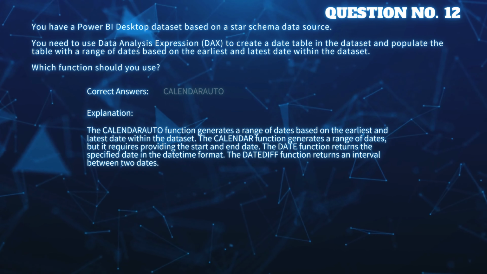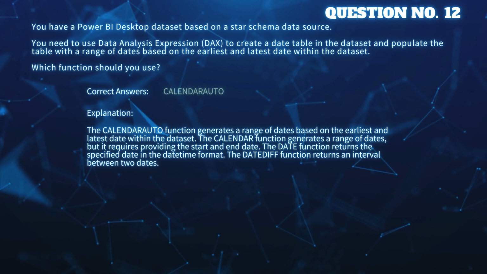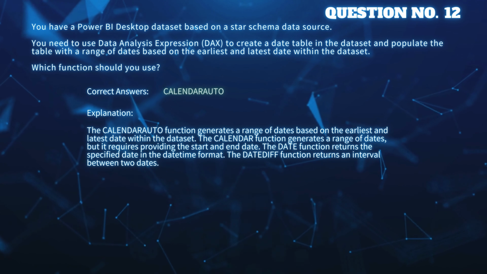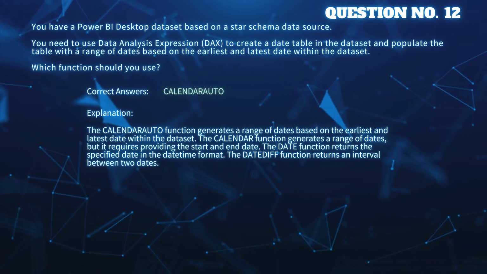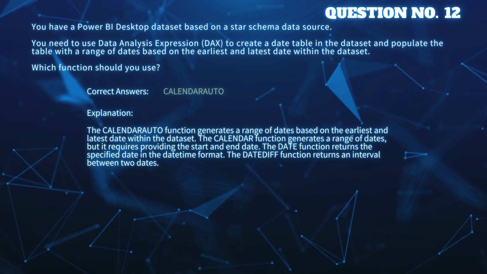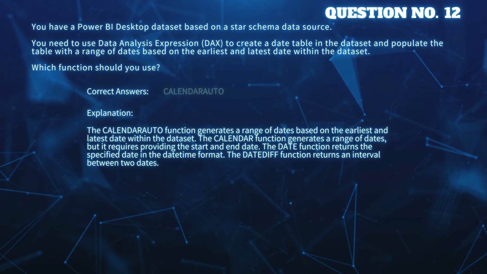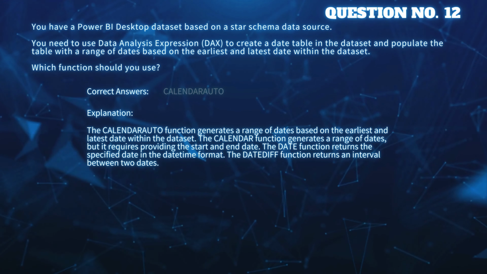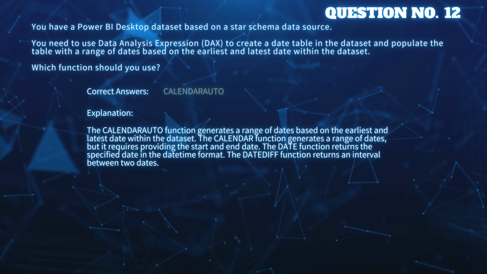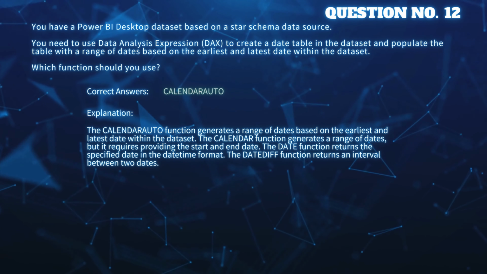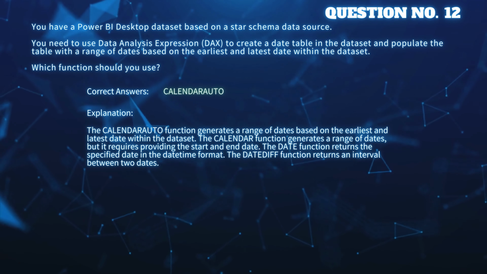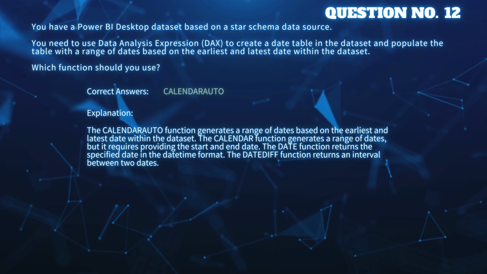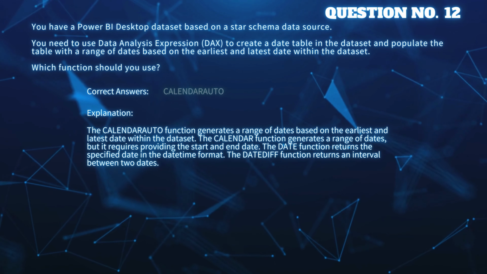Correct answer: CalendarAuto. Explanation: the CalendarAuto function generates a range of dates based on the earliest and latest date within the dataset. The Calendar function generates a range of dates, but it requires providing the start and end date. The Date function returns the specified date in the datetime format. The DateDiff function returns an interval between two dates.